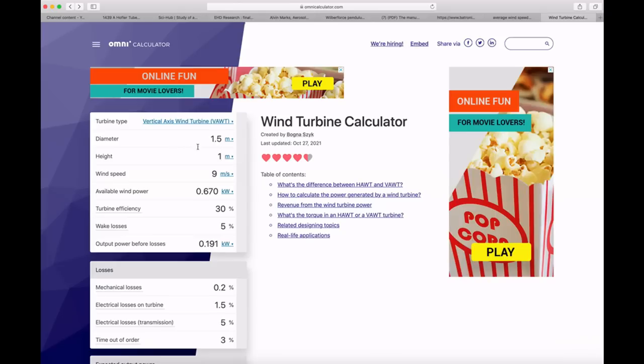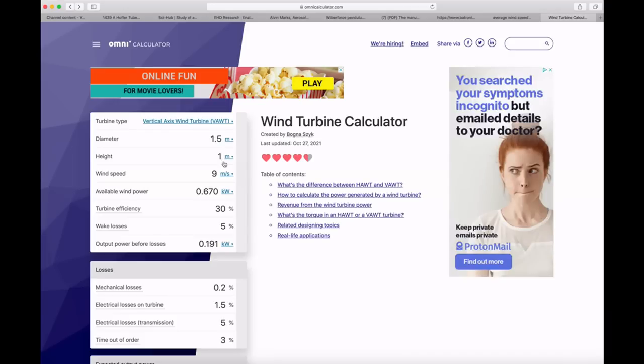Because I quite like that. And the decision I've made is that it's going to be 1.5 metres in diameter and about 1 metre high. That's not bad, actually. That's something I could sit on my roof and it would spin around quietly at the 9 metres per second wind speed, and no, my neighbours are not going to complain, and I'm not going to have the planning people come and knocking on my door. So I'm going to produce round about 191 watts at that wind speed.